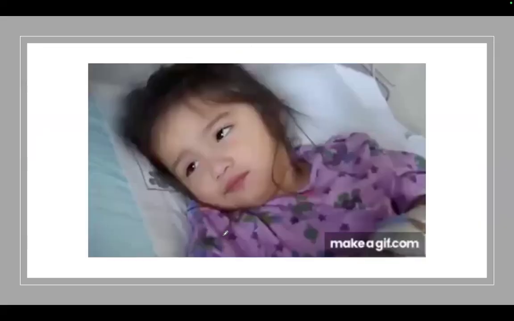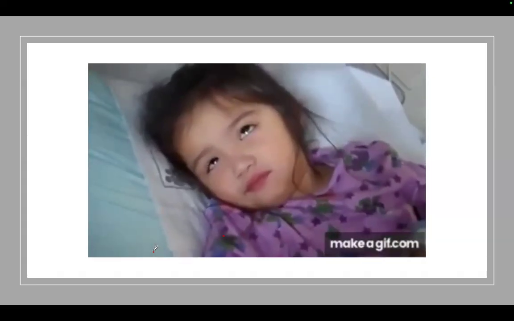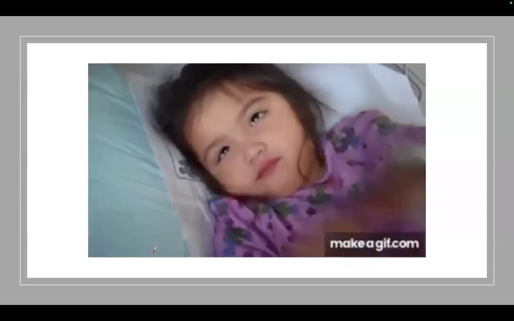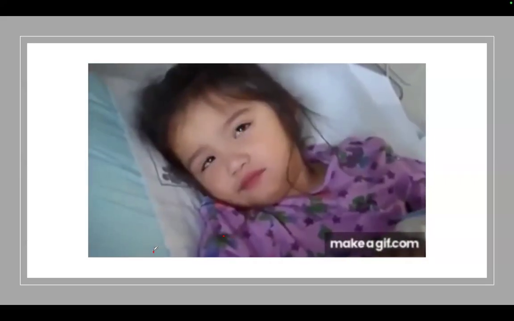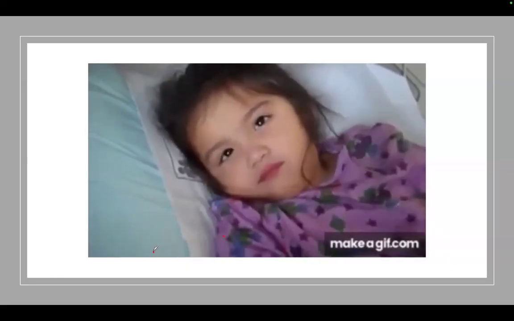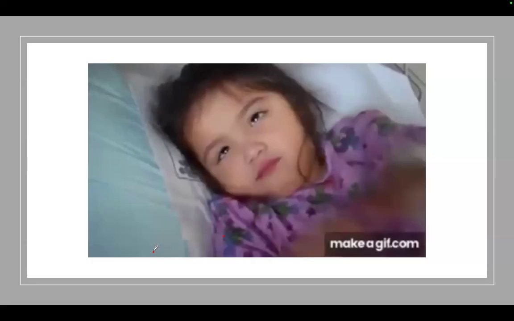Now, I want everyone to look at this. I want you to pay attention to the eyes. So if you see a child with eyes like that, okay, let's play it one more time. Always have neuroblastoma in mind.